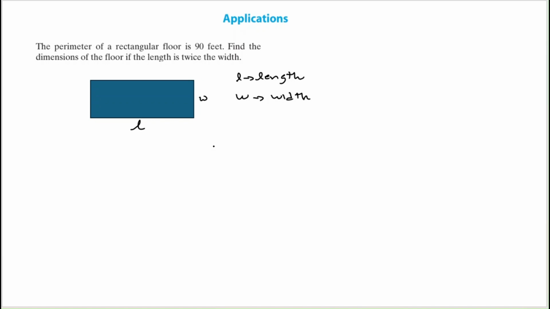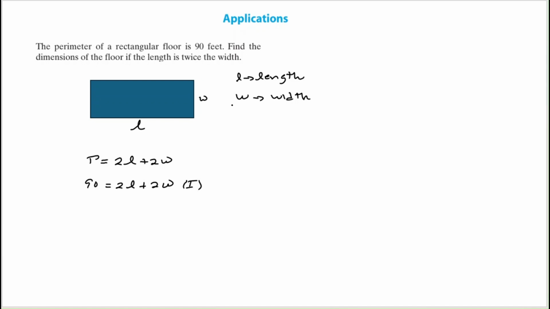Now, what we know is that the perimeter of a rectangle is 2 times the length plus 2 times the width. Because the perimeter, remember, is the sum of the sides of the geometric figure. In this case, this is a rectangle. But they say that this perimeter is at the same time 90 feet. So I can say that 90 is equal to 2L plus 2W. And this becomes our first equation.